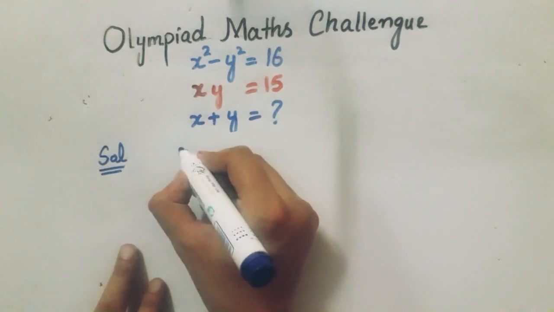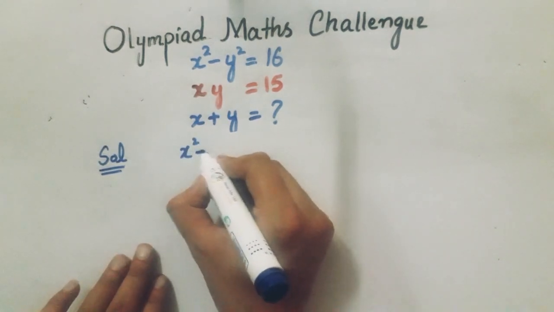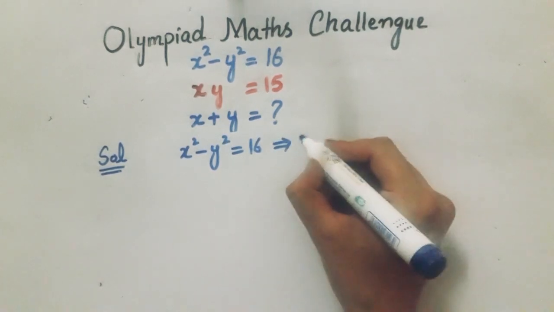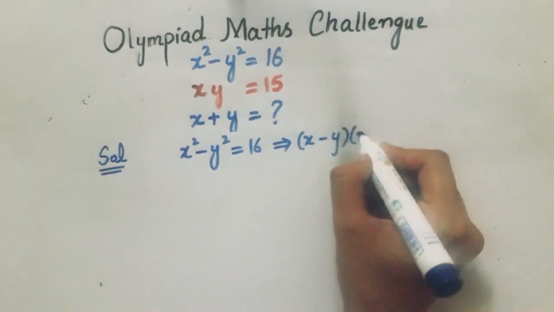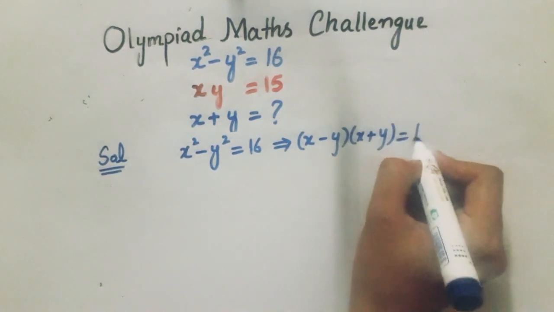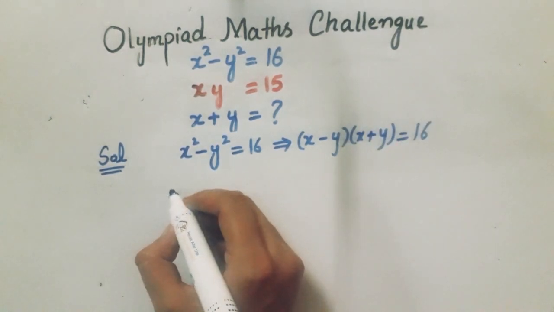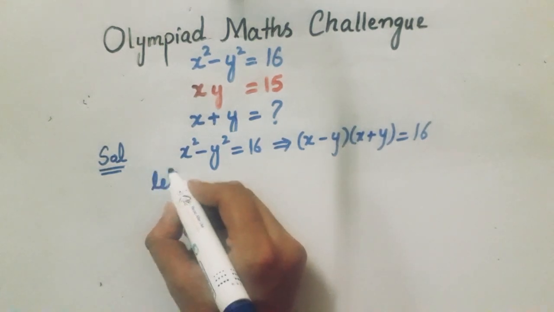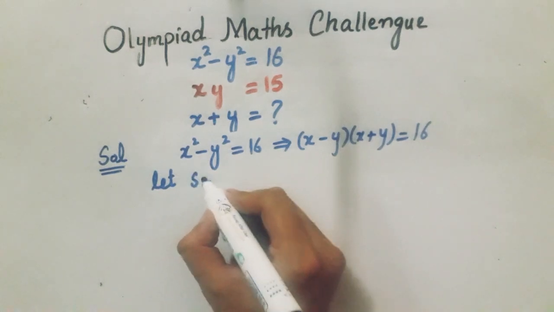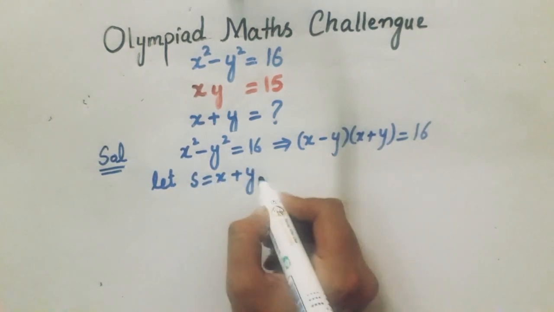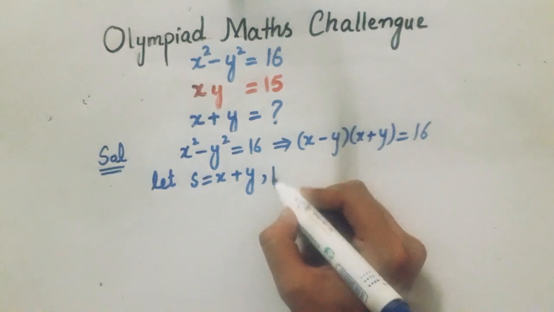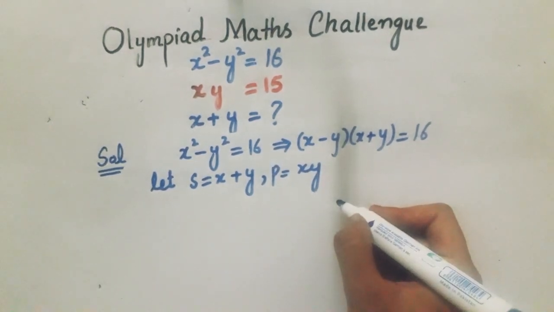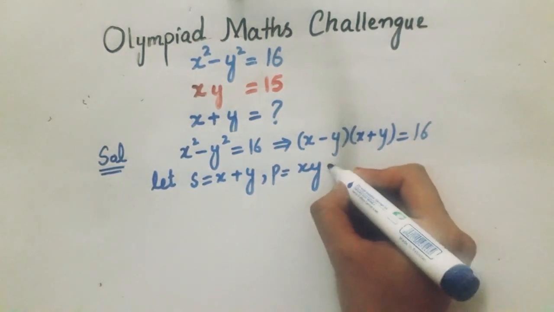So let's suppose x square minus y square, which is equal to 16. This implies that x minus y into x plus y is equal to the 16. Now let's suppose s is equal to x plus y and p is equal to xy, which is equal to 15.